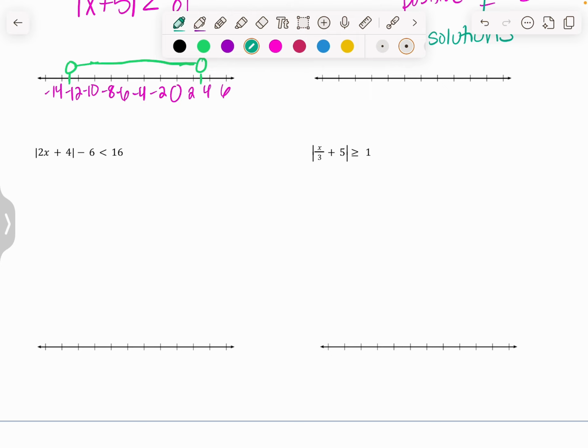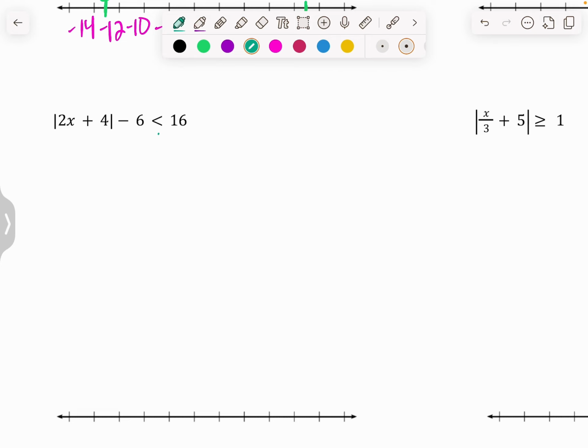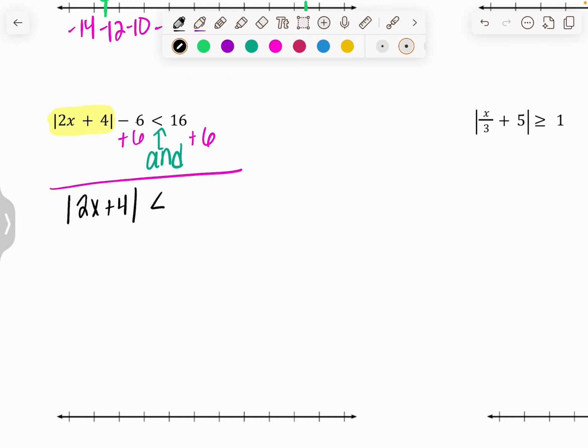Okay, we have a couple more. So if we have less than, we need to really remember that less than means and. Then we also need to make sure that we get the absolute value piece by itself before we start solving, which means that we need to get rid of the -6. So we are going to have to add that 6 to both sides. And you're going to be left with the absolute value of 2x plus 4 is less than 16 plus 6 is 22. Now you can split it up.